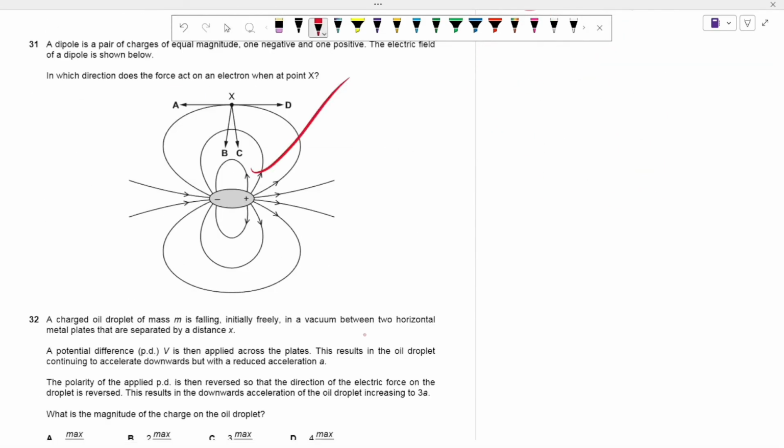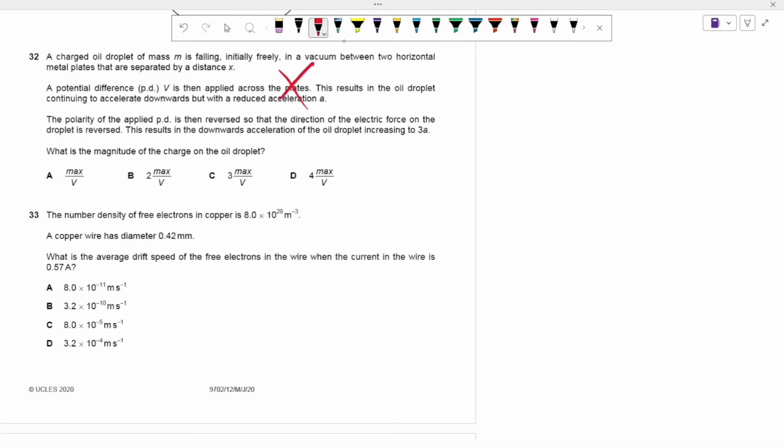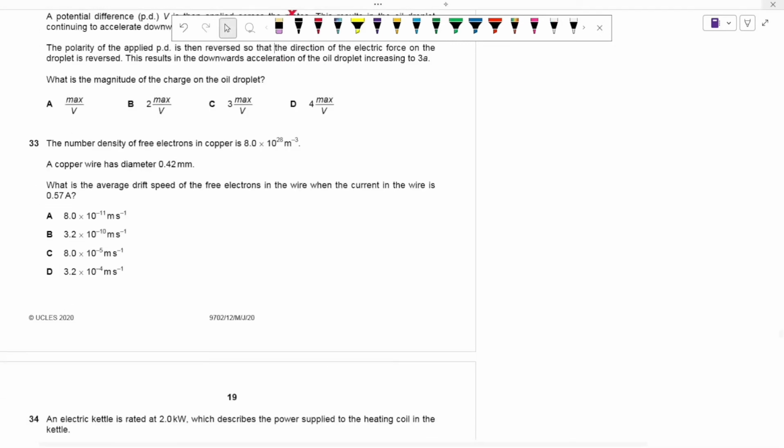31, this is electric fields, we don't do it. 32, electric fields, we also don't do it. 32, the number density. Again, this is one of those scenarios, guys. Whenever I see the word number density, I know this is going to come up: I is equal to AnvQ.